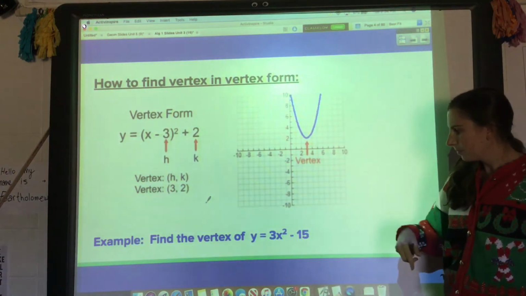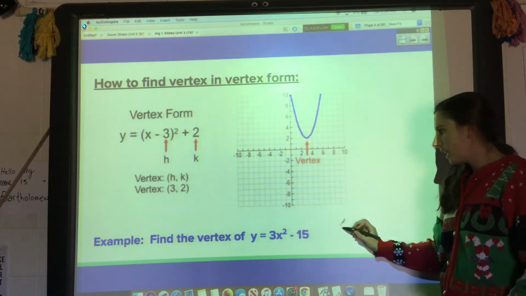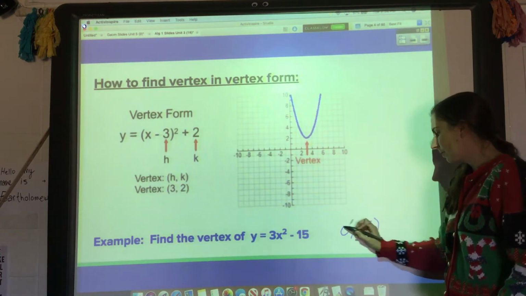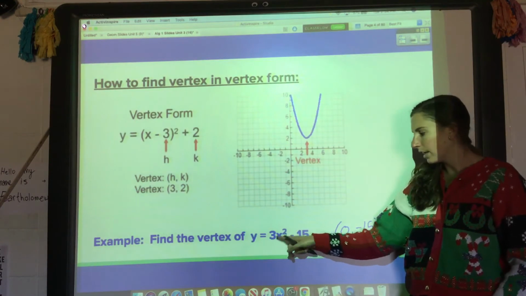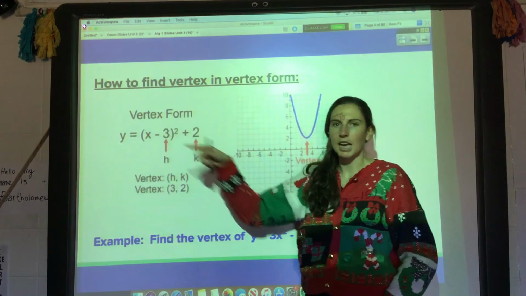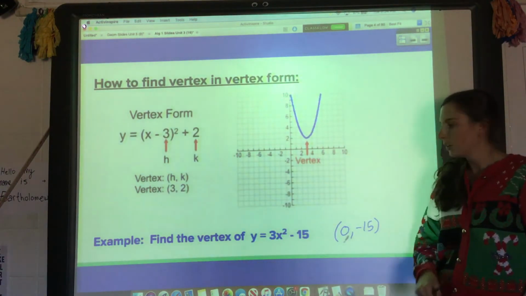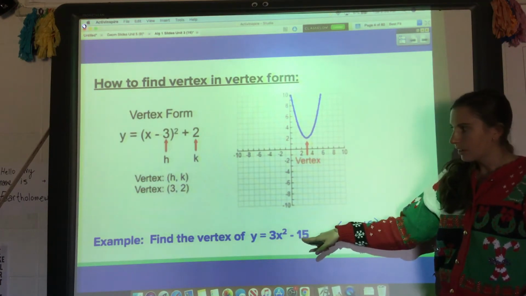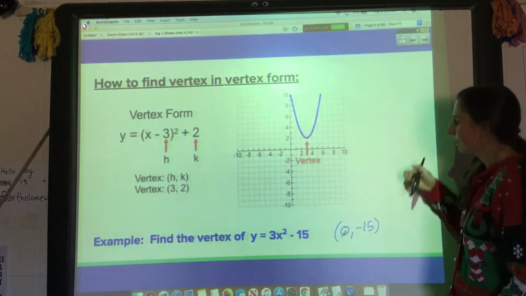For this one, the vertex would actually be at 0, -15. That's because there is no H. There's nothing in there with the x, no plus or minus anything with the x. And so the H part is just 0. The y, or the K, is -15, so the vertex would be 0, -15.